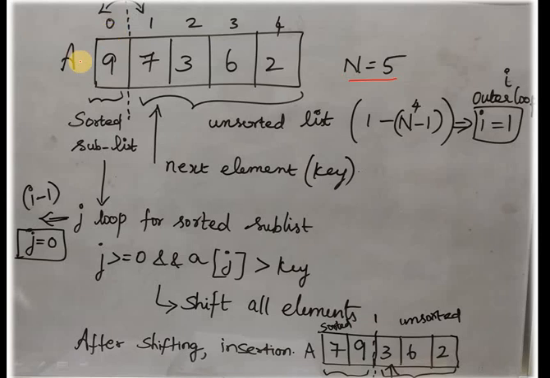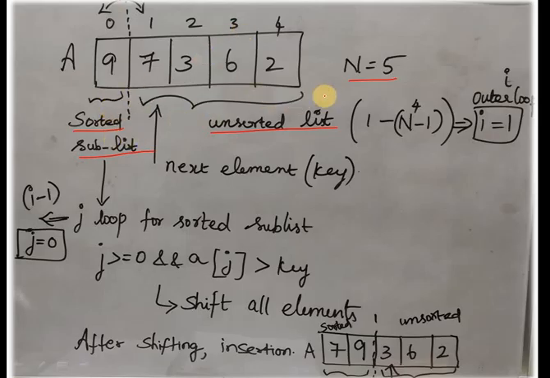And the first element is at index 0 initially, before doing any steps. The first element is in the sorted sublist. You can see the element 9 is in the sorted sublist, and the remaining elements, from 1 to n minus 1, are in the unsorted list. Our array index starts at 0. So one is the sorted sublist and the other is the unsorted list.